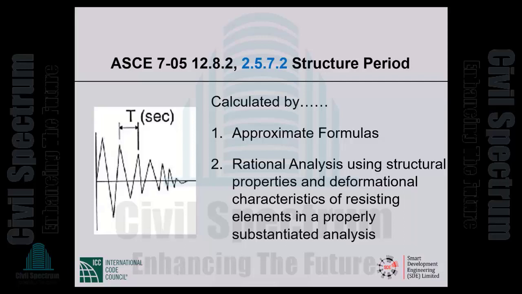Okay? Having started with approximate period, and having gone part of the way through design, if we want to refine our approximate period, the code enables us to do so. We can calculate period by any rational procedure that is in conformance with the principles of mechanics. The problem with rationally computed period, however, is that it is a function of the stiffness assumptions that we make.